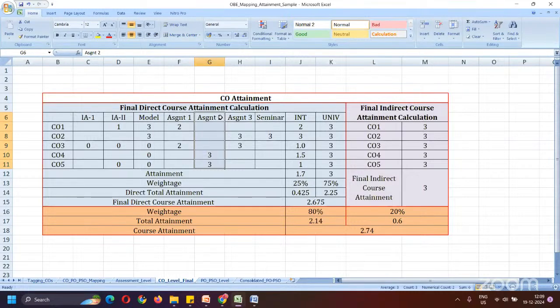All the questions have been cleared by the students, but the attainment level is not for all the students. If 70% or more of the students have secured it, then it is called attainment level 3.